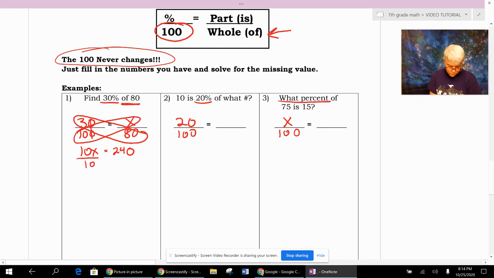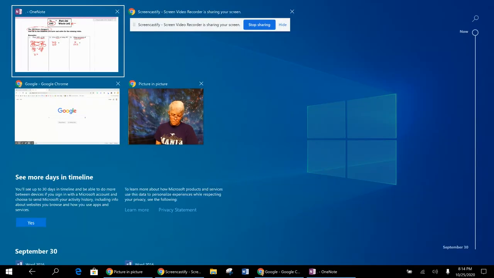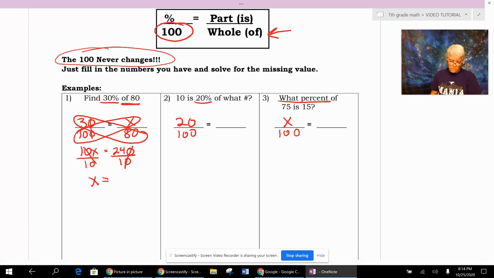Divide by 10. Divide by 10. All right. Now I want you to look at this division problem. 240 divided by 10. They both end in 0, so you can just cross them out. And I bet almost everybody here can divide 24 by 1. 24 divided by 1 is 24. So 30% of 80 is 24.